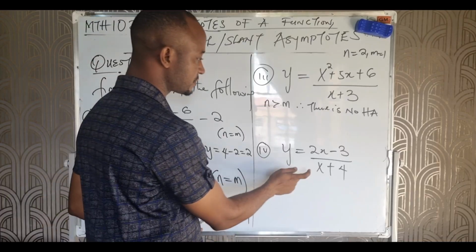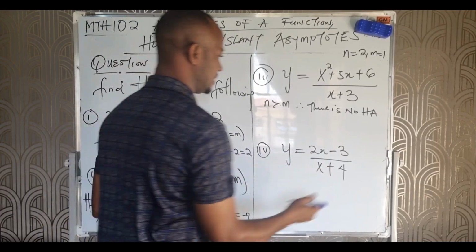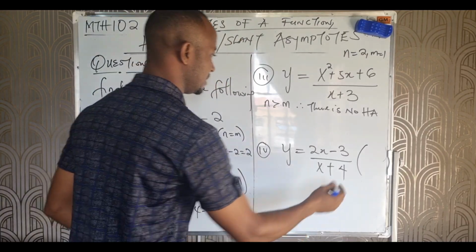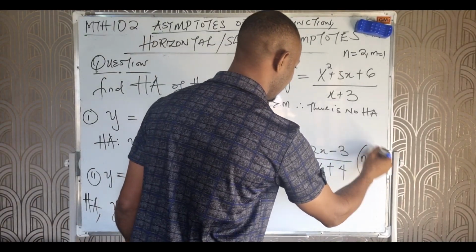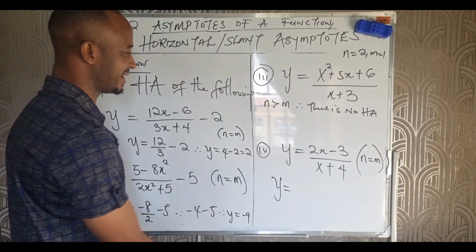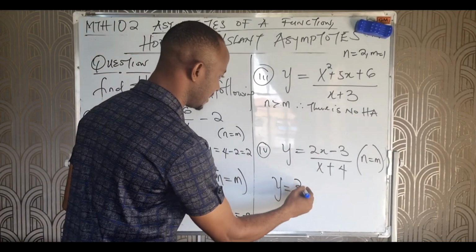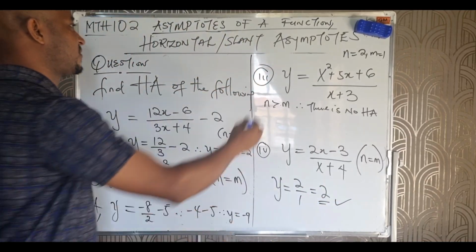Now let's go. For this, the degree here is 1. Degree here is 1. The same case with the first and second example. Here n is equal to m, right? So what do we do to find the horizontal asymptote? We divide 2 by 1. So we have 2 over 1. The answer here is 2. Final answer.